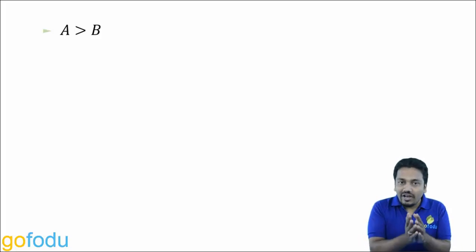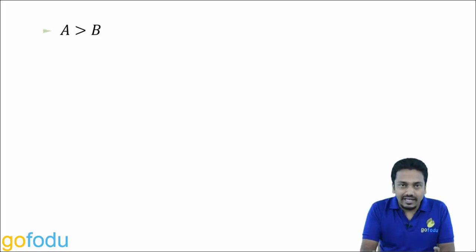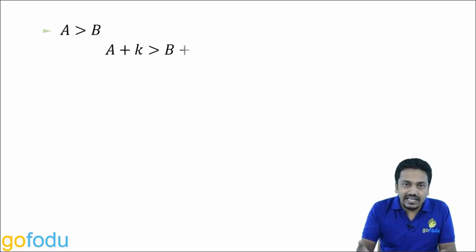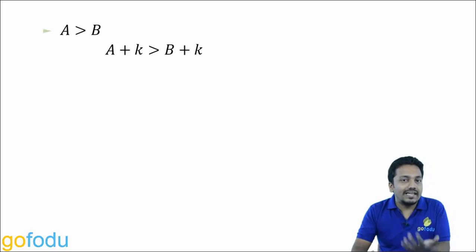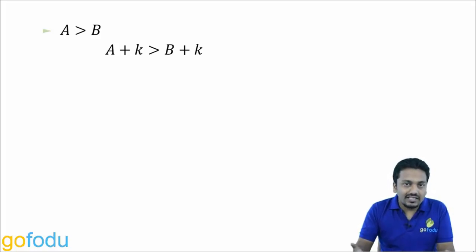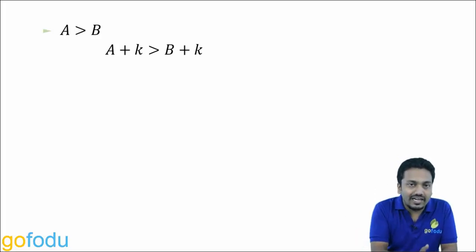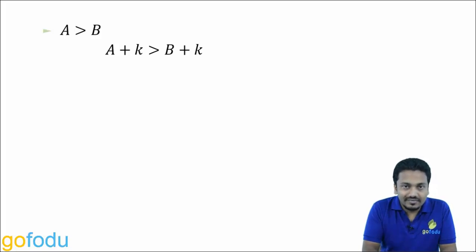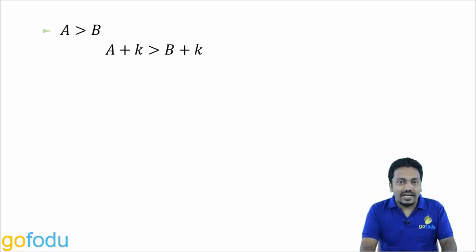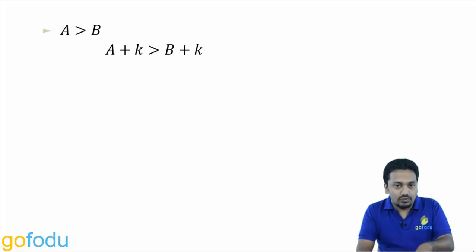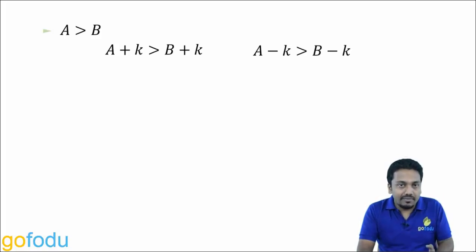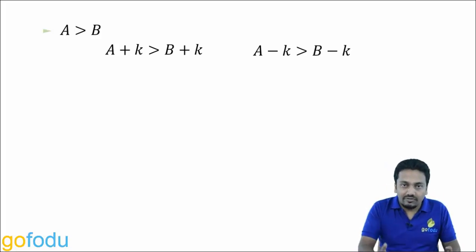If we have an inequality A is greater than B, then we can add a same number K on both sides of this inequality without worrying about the sign in between. So adding the same number on both the sides of inequality is valid. We have not mentioned anything about the sign of K. That means K could be negative also. So let us state a second point here. We can subtract a same number from both the sides of an inequality without changing the sign of inequality.